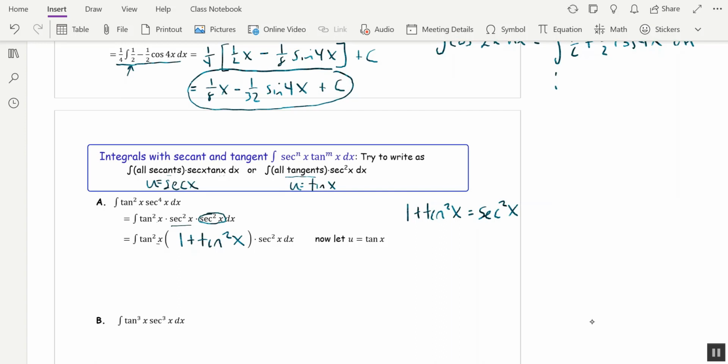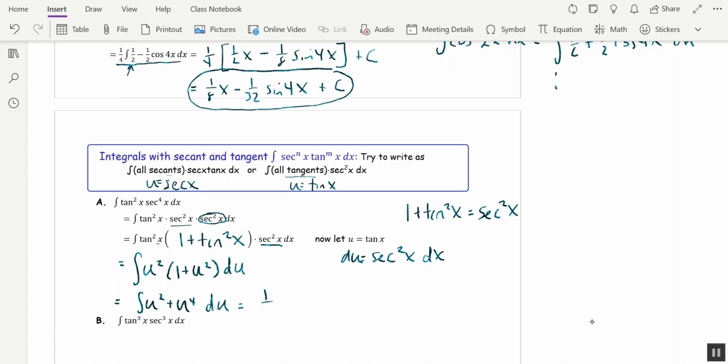Now I've got all tangents, and I pulled out a secant squared, so I can let u equal tangent, and du is secant squared x dx. So in terms of u, this is the integral of u squared times 1 plus u squared du, which is the integral of u squared plus u to the fourth du, which is 1/3 u cubed. But u is tangent, so tangent cubed x plus 1/5 tangent to the 5th x plus c.